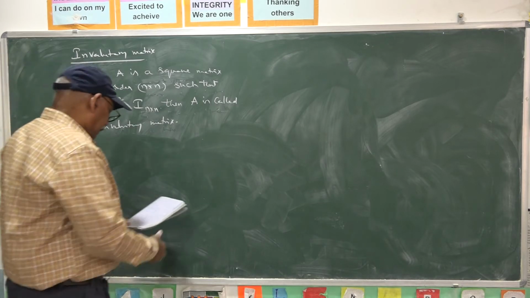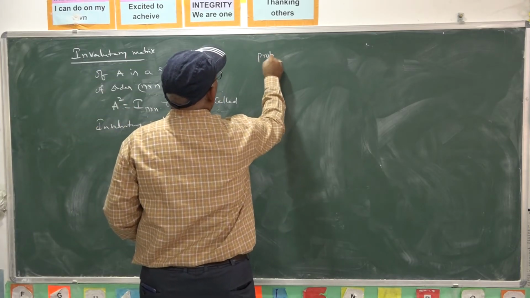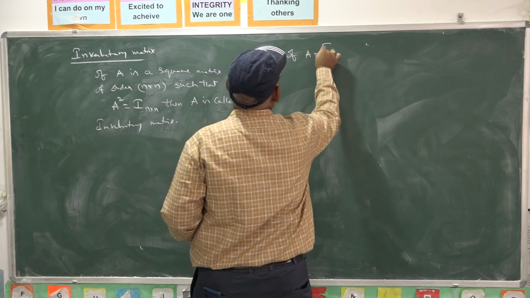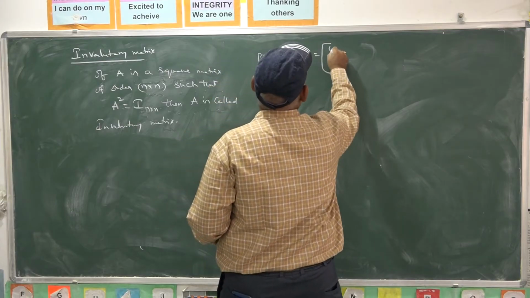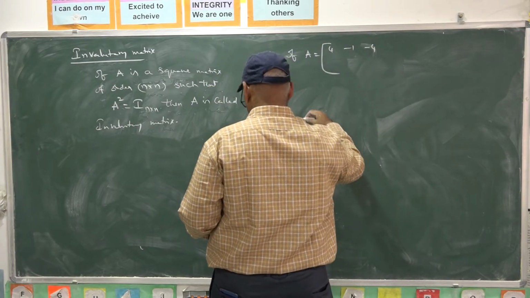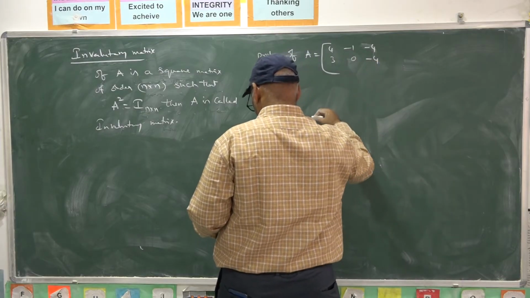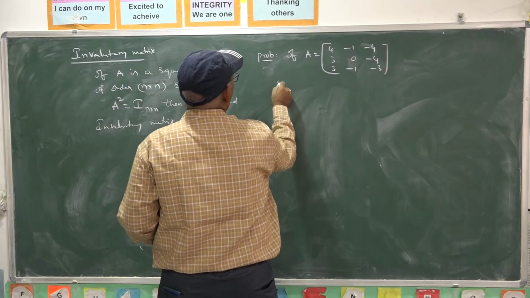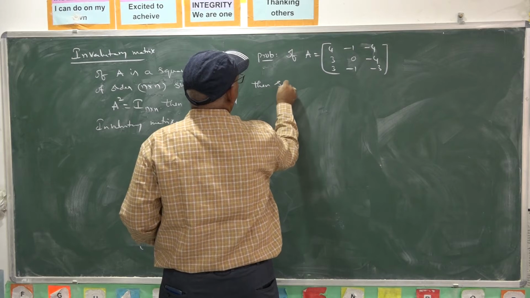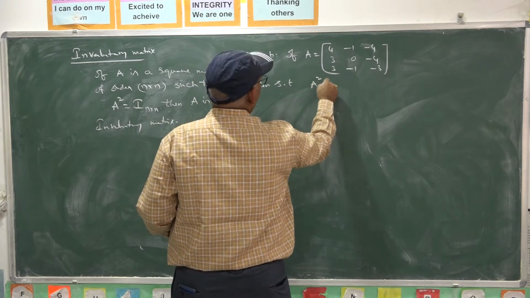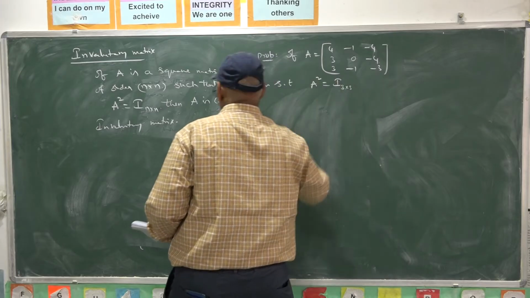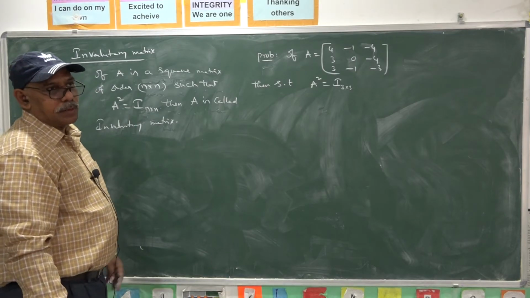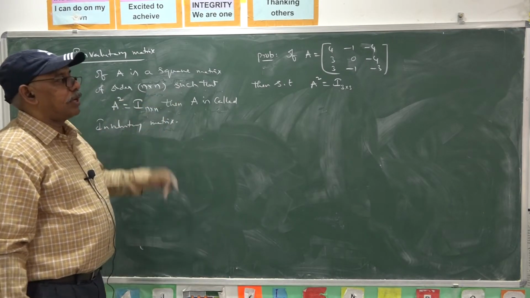Now, take one problem on this definition. If A equal to 4 minus 1 minus 4, 3 0 minus 4, 3 minus 1 minus 3, then show that A square equal to I 3 by 3. That means here you have to show that the given square matrix A is an involutory matrix.